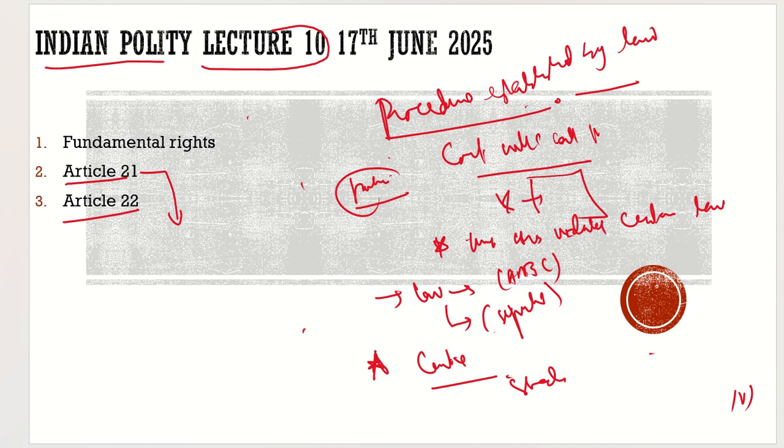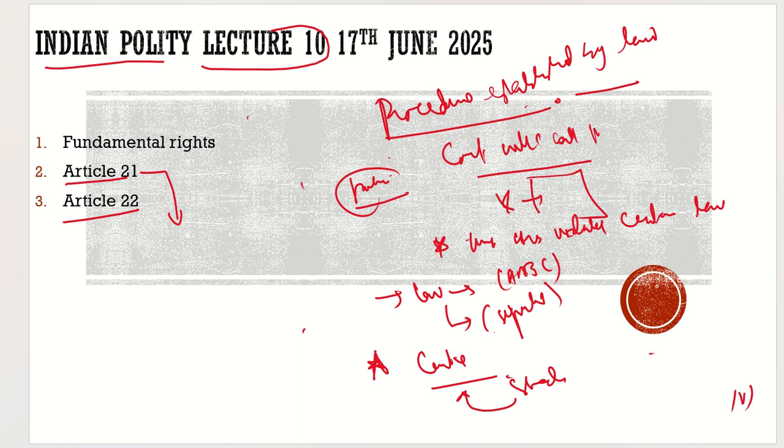So suppose there was a law made by the state in which they had interfered in the center's items, and any person had violated it, and he has been arrested. Here the judge will say, who was the state to make the law about it? Please let him go, because the procedure established by law has not been followed. So this is the second case.